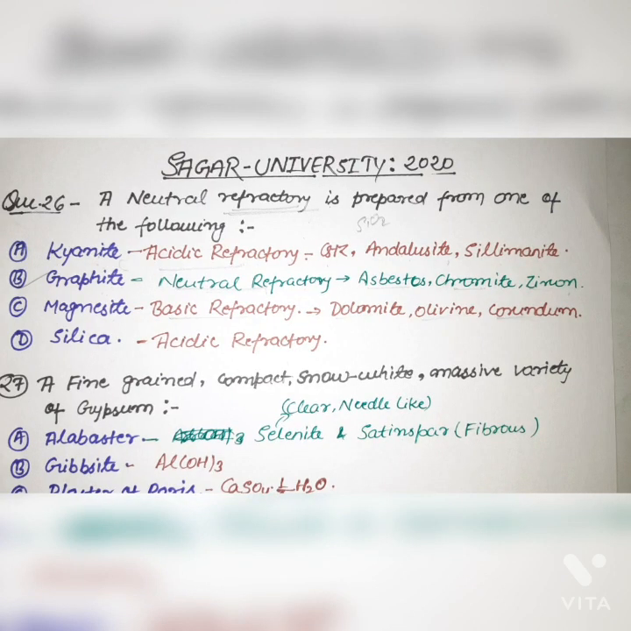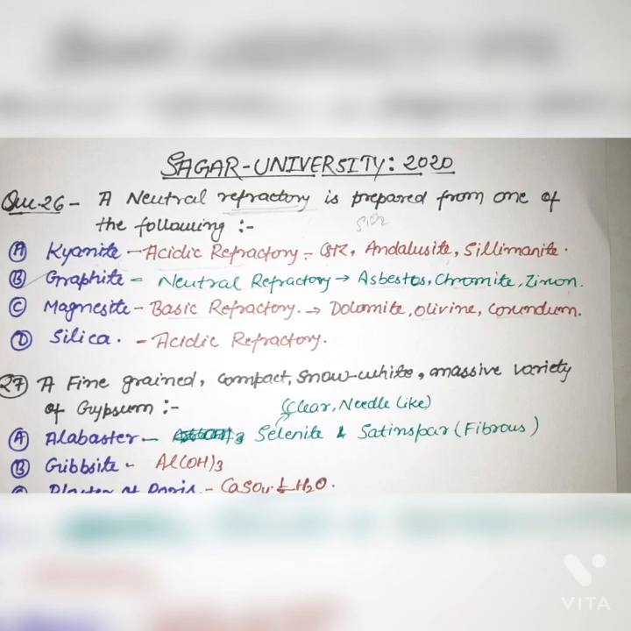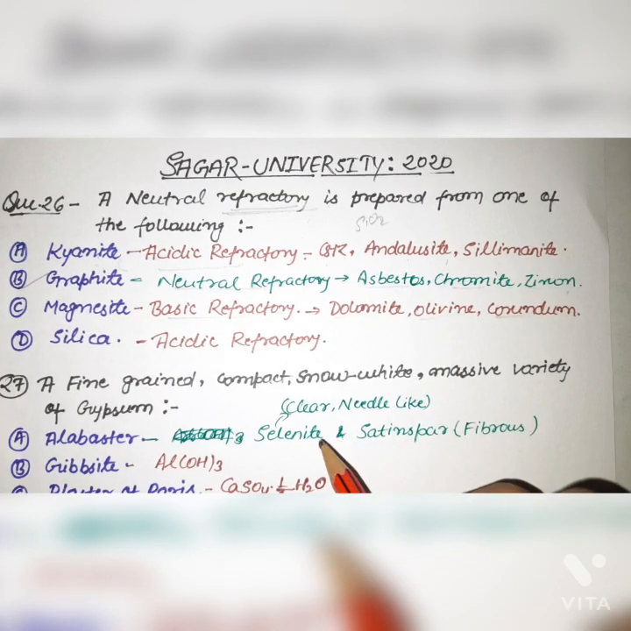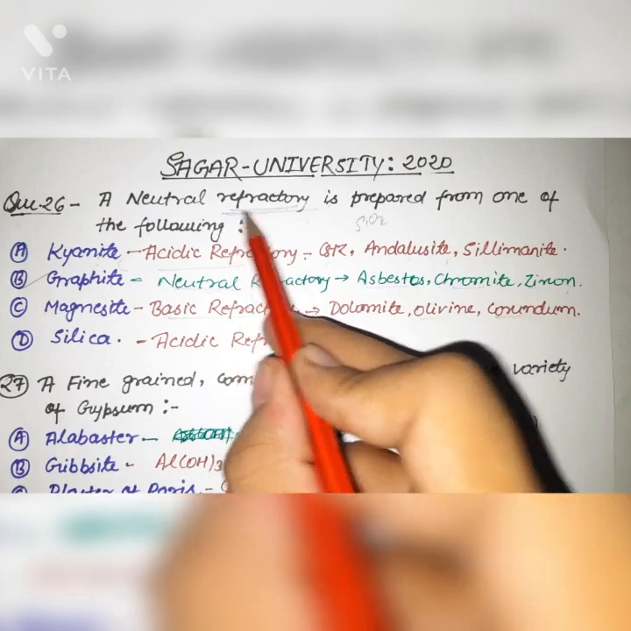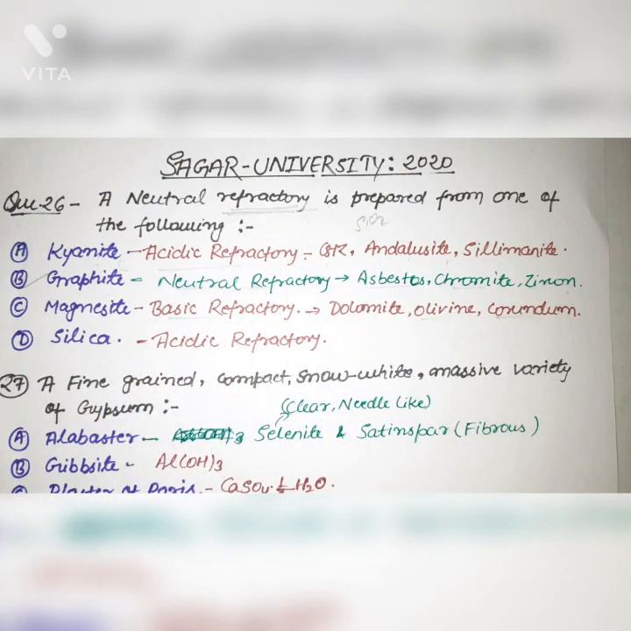In this part, I will solve the next 25 questions of the Sagar University 2020 question paper. So let's start from the first question, which says, a neutral refractory is prepared from one of the following. So first of all, what are refractory minerals? Refractory materials are those that can resist even high temperature without changing their composition.